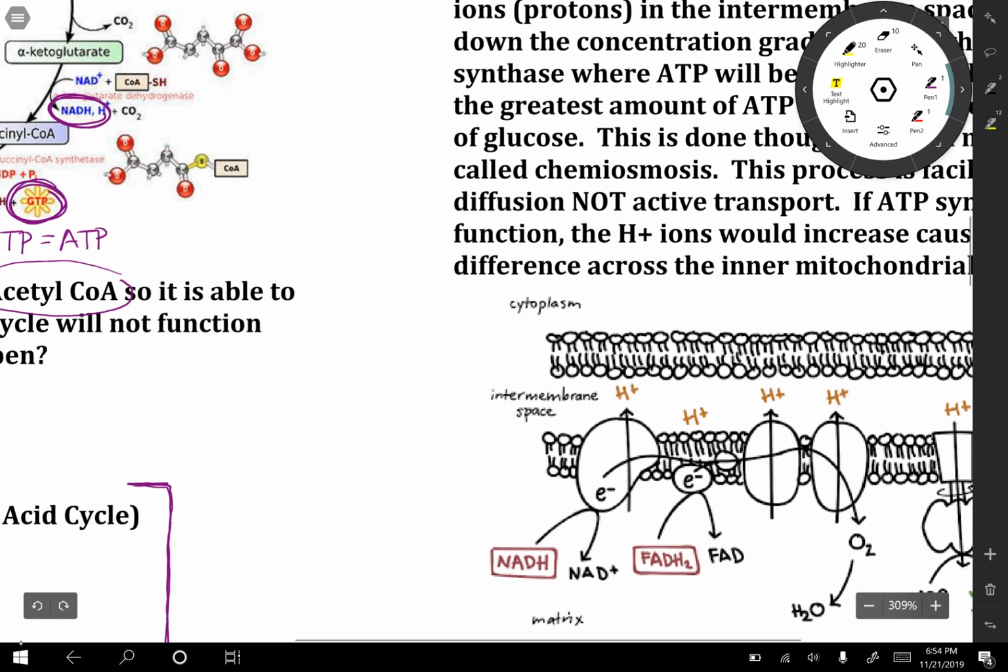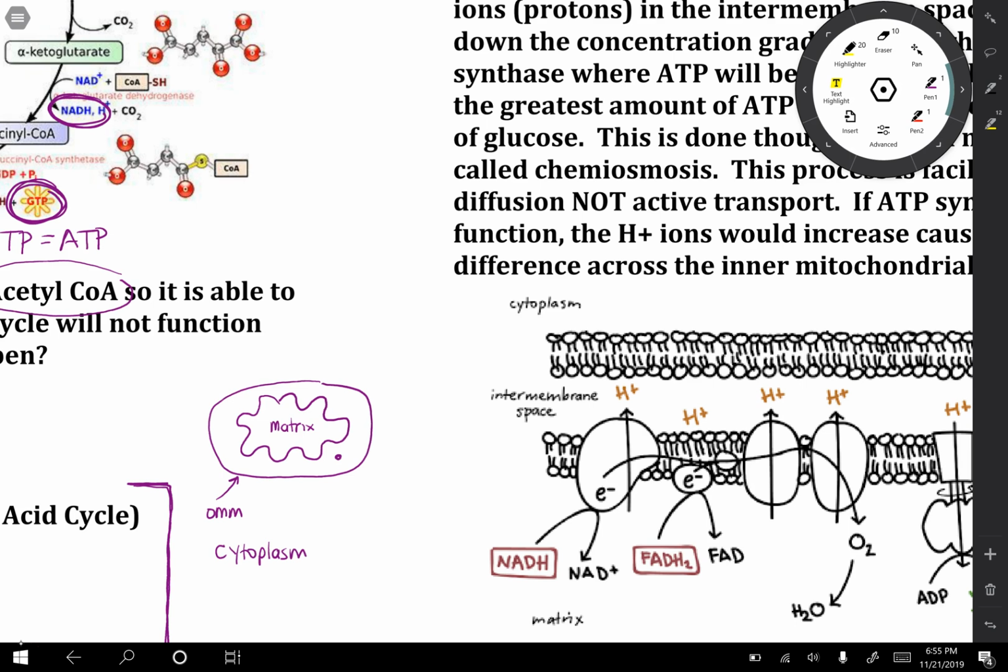So if this is the mitochondria, and this is your standard issue mitochondria, that is the outer mitochondrial membrane, which means this area over here would be considered the cytoplasm. And this is where, of course, glycolysis would take place. Then you have this thing, which is the cristae, or the inner mitochondrial membrane. This area here is your matrix. And then this area that's kind of in between the inner mitochondrial membrane and the outer mitochondrial membrane is known as the intermembrane space.